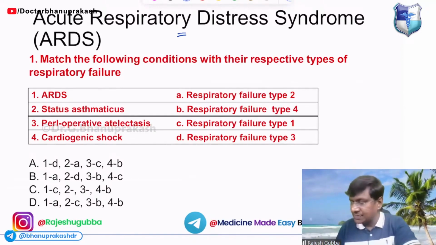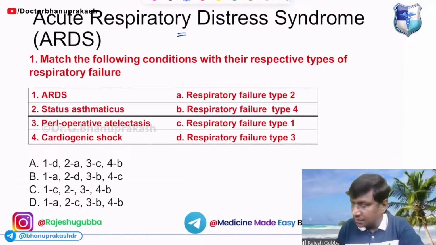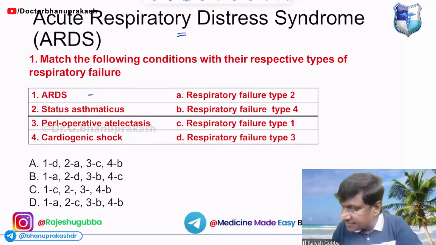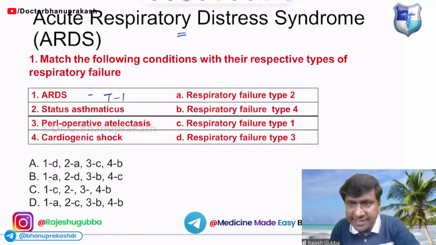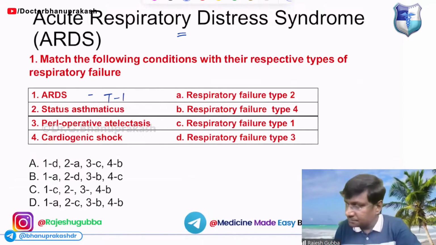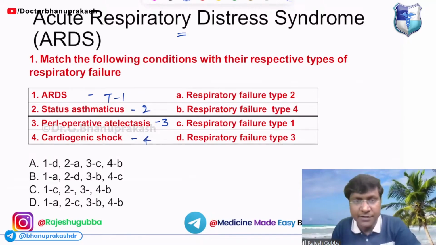The answer is C. So in case of ARDS, it is type 1 respiratory failure. Whereas in status asthmaticus, what is the type of respiratory failure that you will have? That will be type 2 respiratory failure. And which is considered perioperative respiratory failure? That is type 3. And what will you observe in case of cardiogenic shock? That is type 4 respiratory failure.